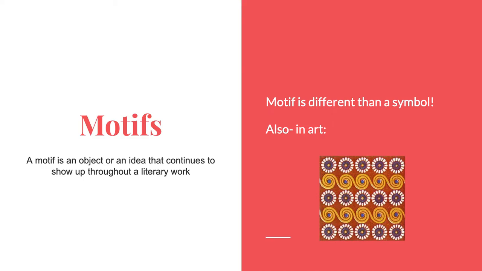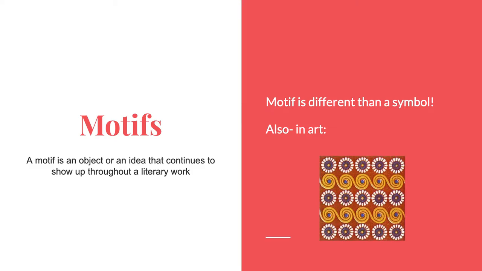We've talked a little bit about them in the past, and I know motifs can kind of be confusing because they're easy to confuse with symbols. So a motif is an object or an idea that continues to show up through a literary work. And so it's something that shows up over and over and over again. So I put that example of a little piece of art where you've got this pattern of the same thing showing up over and over, because I feel like that's a visual representation of what a motif is in a literary work.